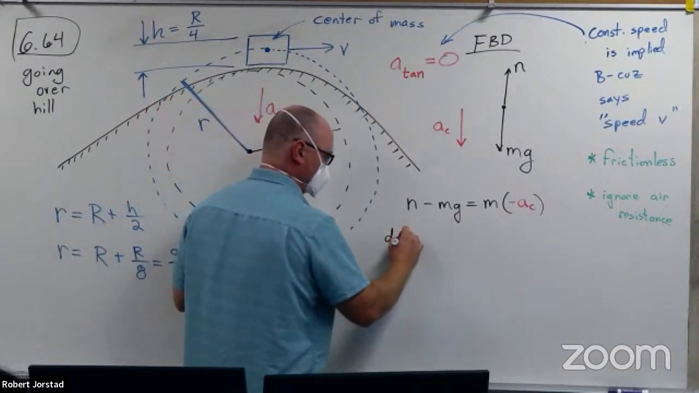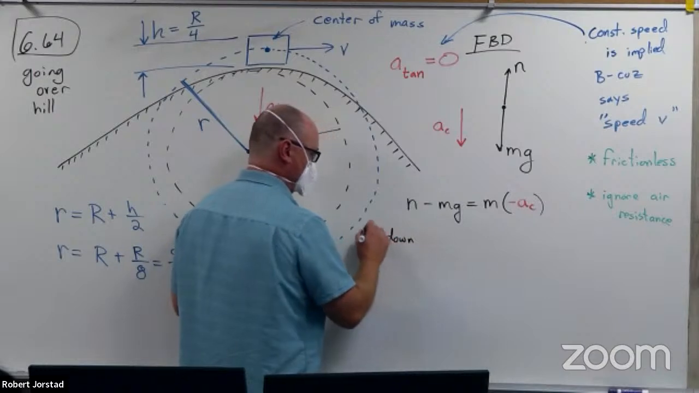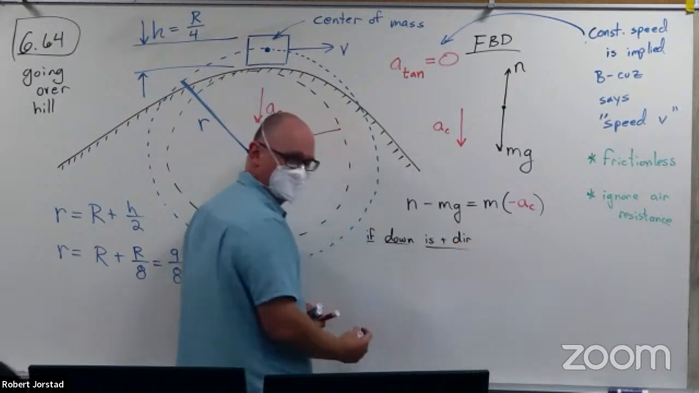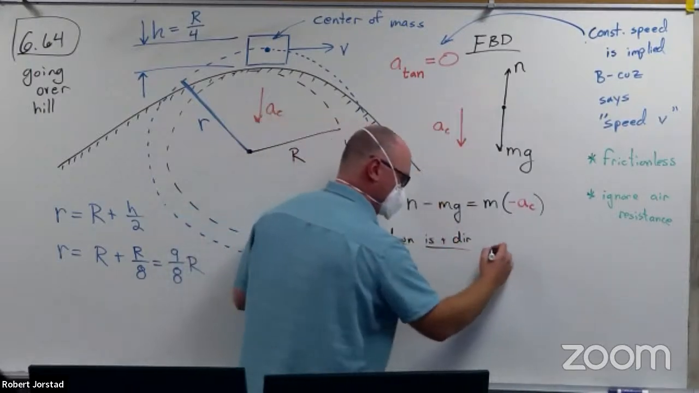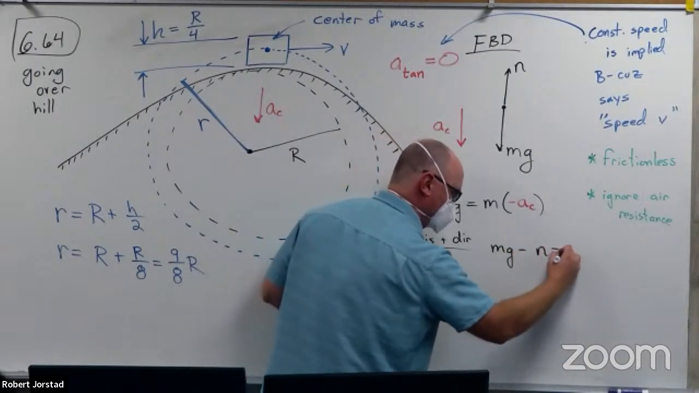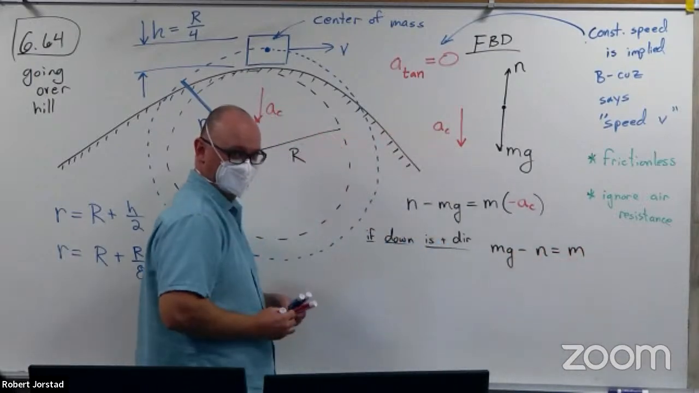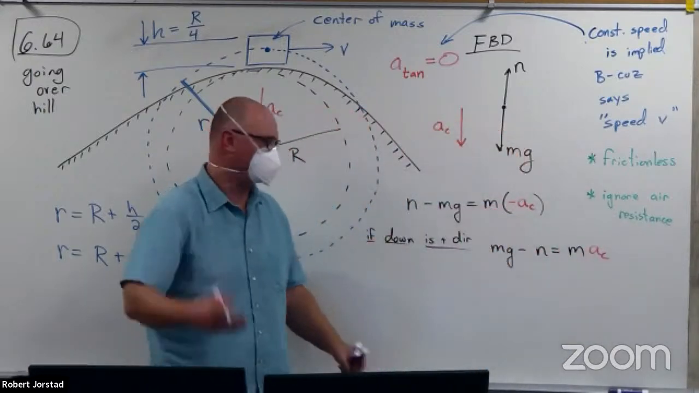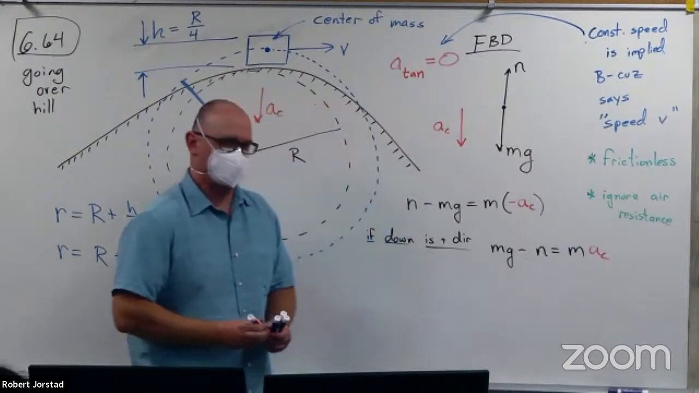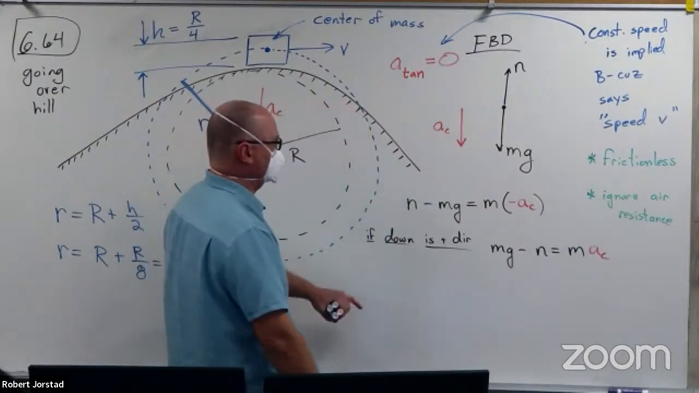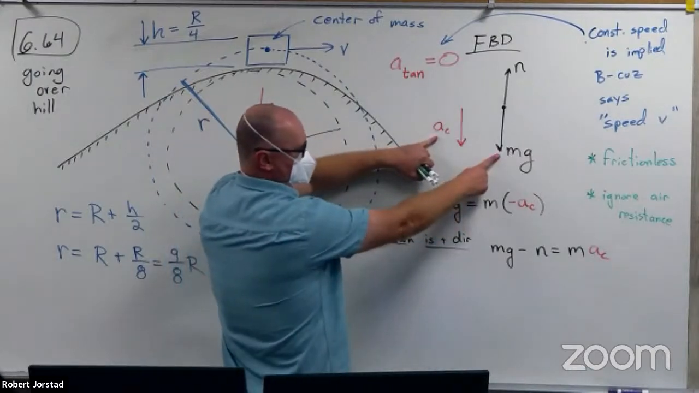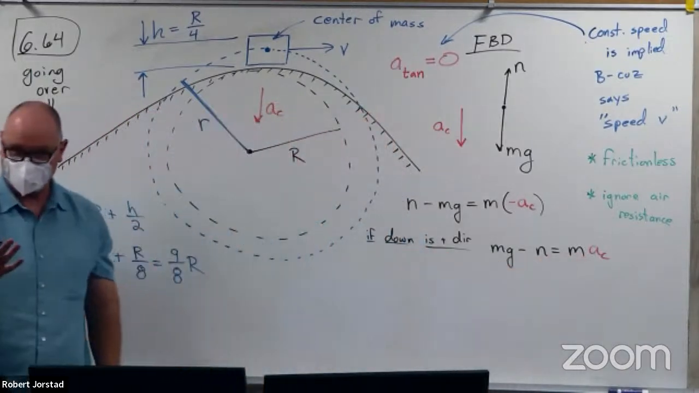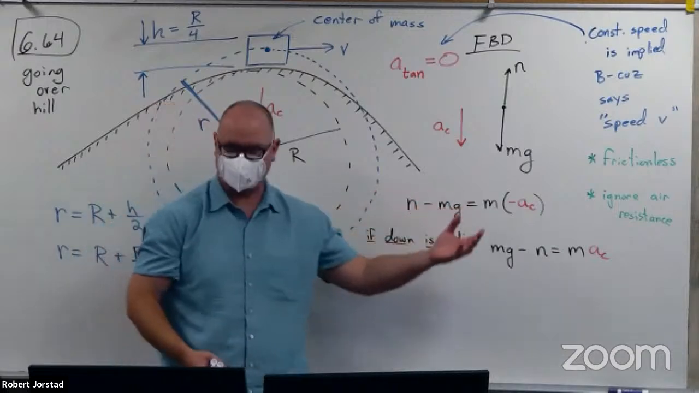If down is the positive direction, you said, what? I forget, say it again. mg minus N equals mac. That's also correct. So if you call up positive, you've got to remember that minus sign. If we call down positive, you don't have to remember. So the way I check it is, look, this and this had better have the same sign. They do. That's my way of checking it because it's easy to forget a minus sign. Good?